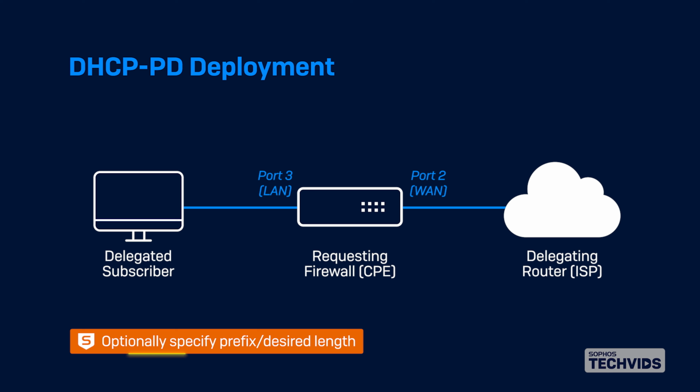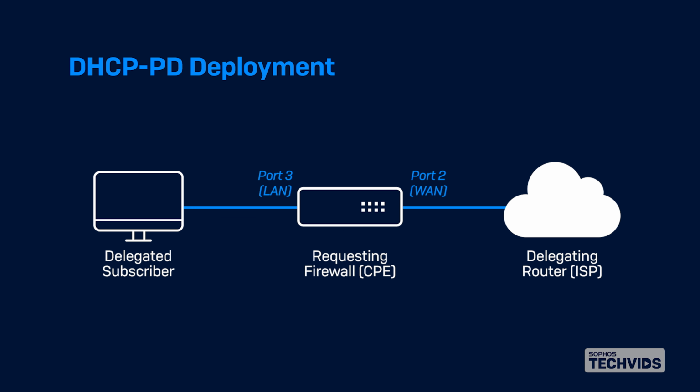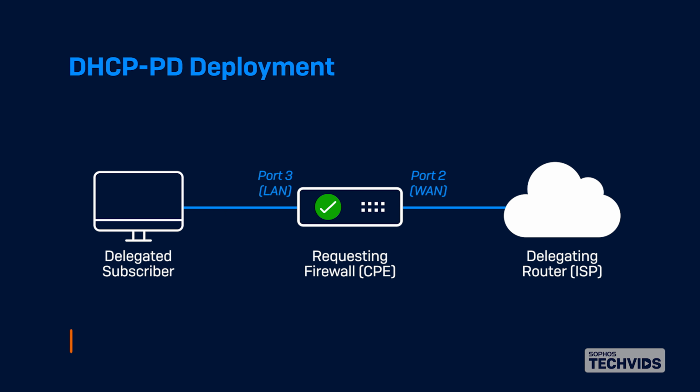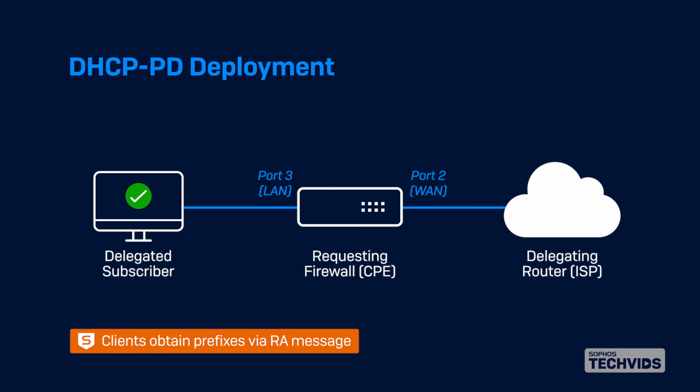Optionally, you can specify a preferred prefix or desired length. Once the ISP receives the request, it allocates an IPv6 address from available space. The firewall then receives the assigned IPv6 prefix. A new delegated IP assignment mode is selected to receive the ISP's assigned prefix. Now, clients connected behind this interface will obtain their IPv6 prefixes through router advertisement or RA messages.